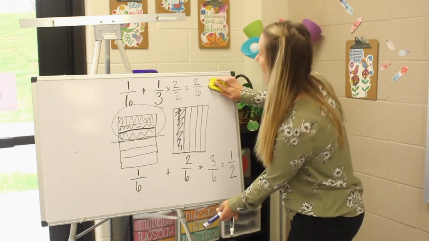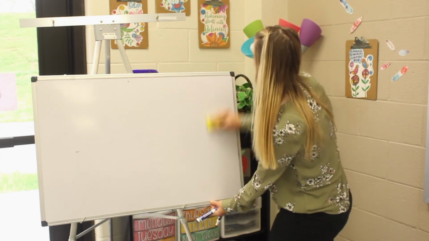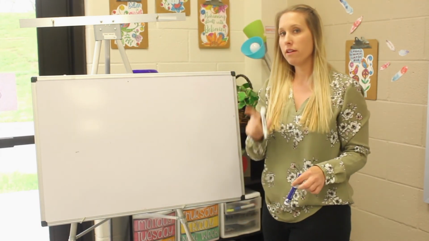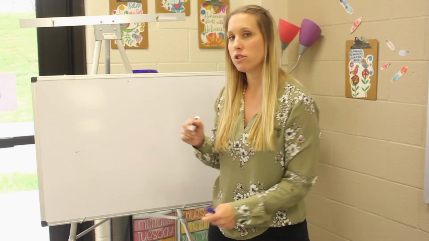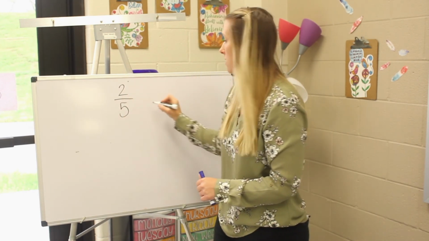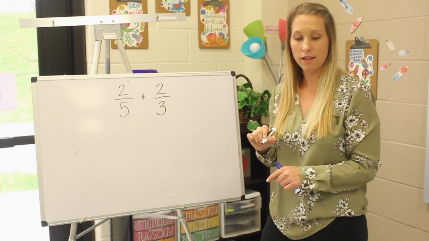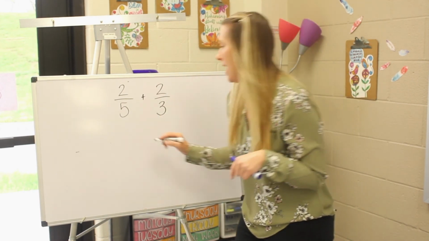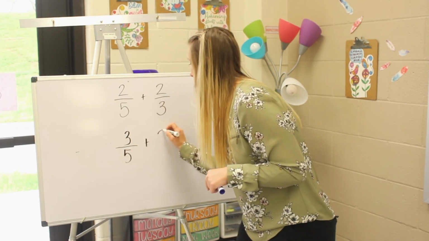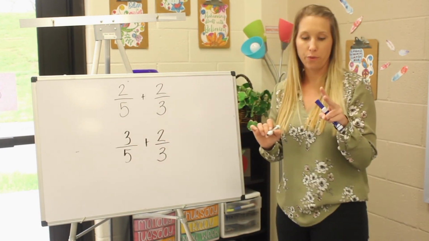In case you don't have the packet at home of practice problems, get your pencil ready and jot those down. I would like you to use equivalent fractions to find the sum and solve 2/5 plus 2/3. That's problem number 1. And 3/5 plus 2/3. That's problem number 2.